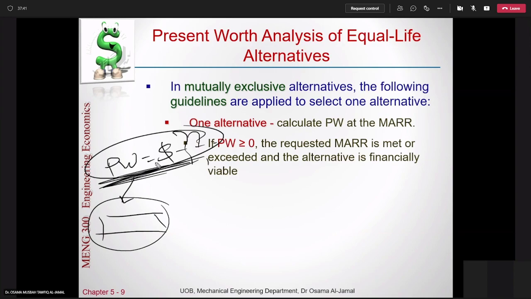Someone will say, okay, I'm going to select this. Okay, fine. Selection based on what? That value? What does it mean? It's exceeded, or it's greater than zero. Greater than zero.